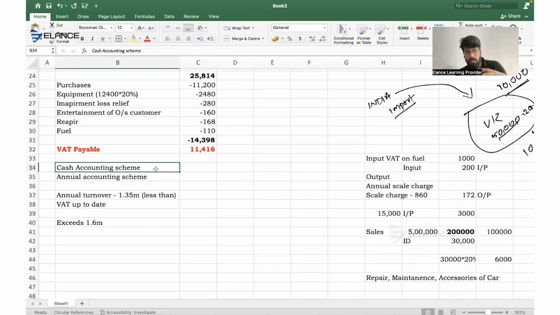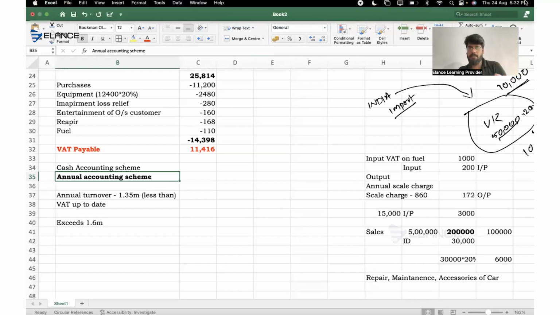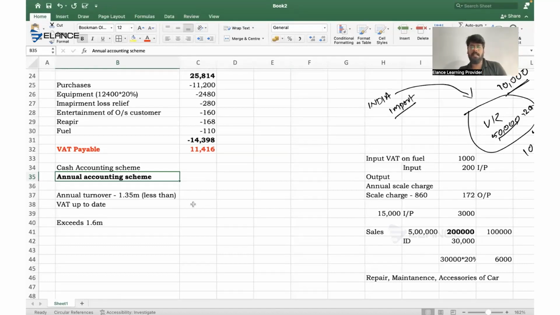When it comes to the annual accounting scheme, only annual accounting scheme members can compute the VAT annually. All other taxpayers should compute their VAT quarterly. Normally the VAT period is a quarter, but only annual accounting scheme members can compute the VAT annually. They only need to file the VAT return annually.